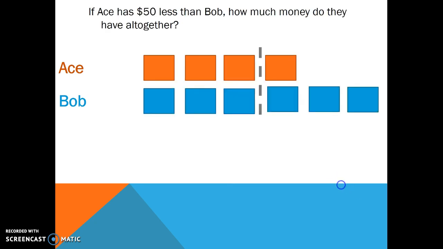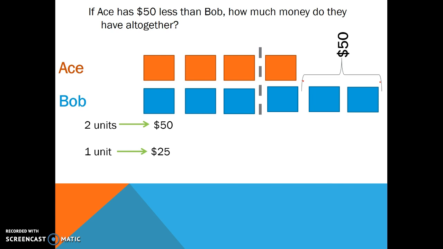Okay, we just have one more question here. We're going to use that bar model and we're going to answer this. If Ace has $50 less than Bob, how much money do they have altogether? Let's assign these 2 units that Ace doesn't have but that Bob does to that $50. And we want to know how much money do they have altogether. So let's solve using the unitary method. So 2 units is going to equal $50. Let's break that down to 1 unit. So 1 unit equals 25. I divided 50 by 2 to figure that out.